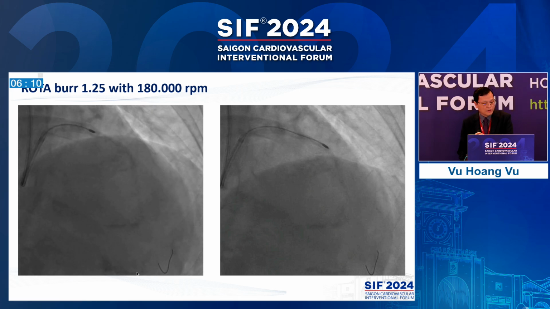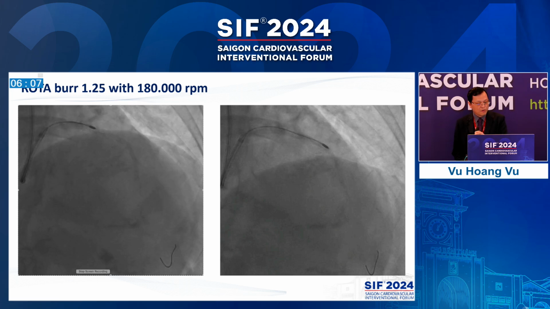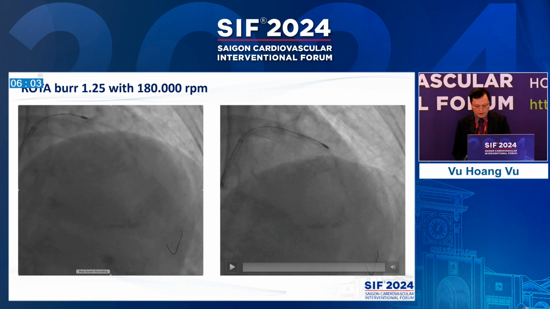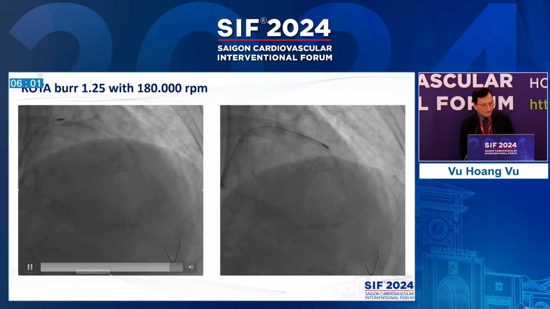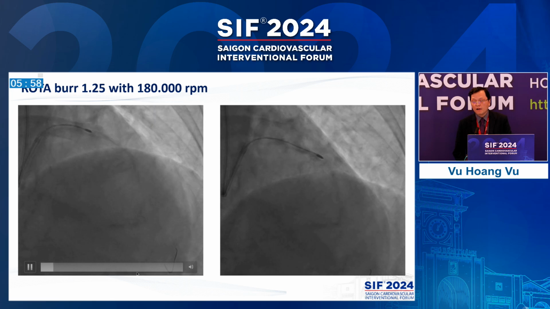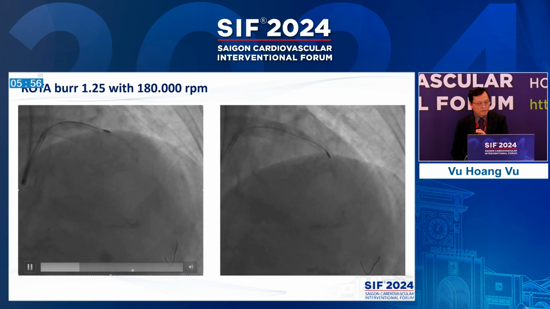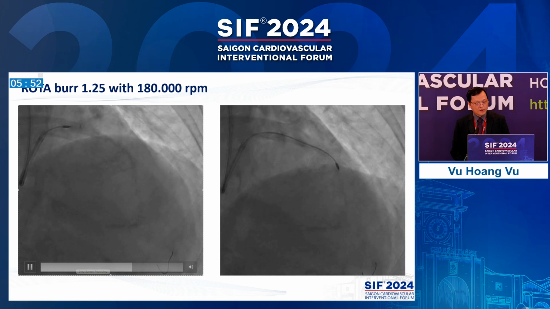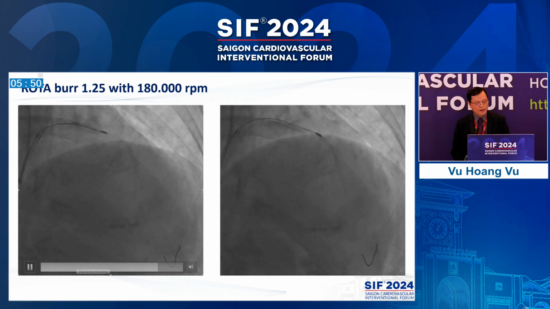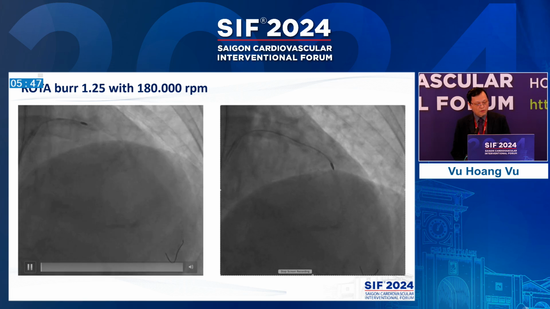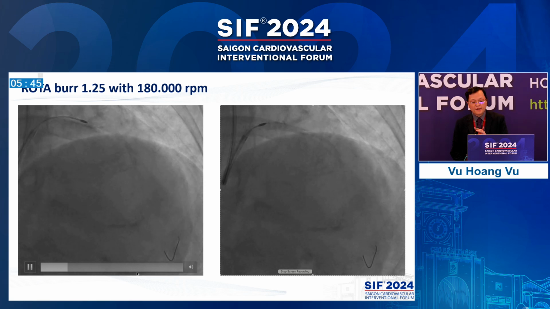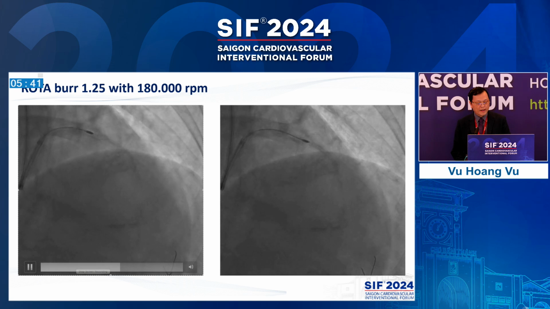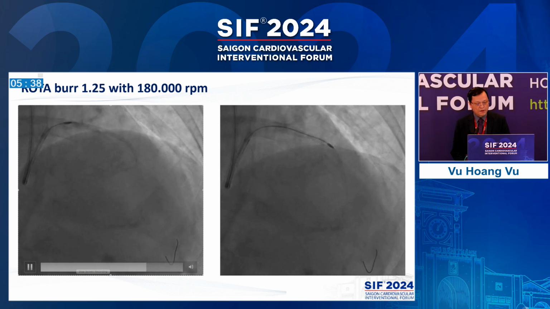And this is the 1.25 burr with 180,000 RPM. The first step, we just rotate in the proximal LAD, only the proximal. Keep it proximal first. And when the burr passes the proximal LAD calcification very easily, we go to the next step, the middle of the LAD rotablation. And as you see on the right hand side, the burr goes to the middle of the LAD.